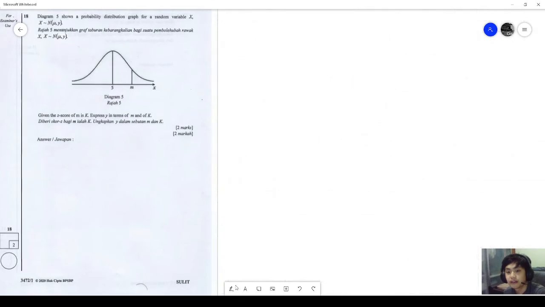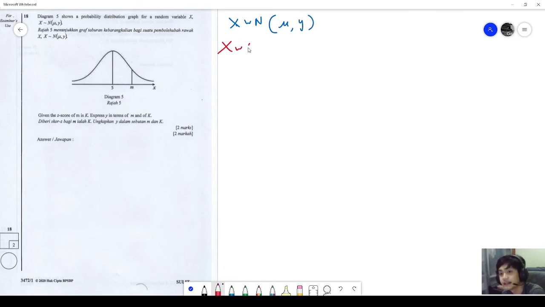So question 18, diagram 5 shows a probability distribution curve for a random variable x, where x is approximately normally distributed with mean and y. The normal way to write it is that this is supposed to be the mean and this is supposed to be the variance. So they actually provided the variance to us, which is y in this case. They said that given the z-score of m is k, express y in terms of m and k.